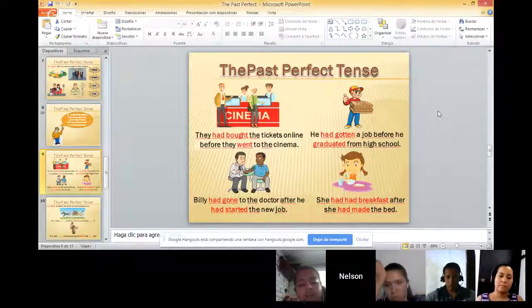Compared to the previous ones, this time we have the word after. In the first sentence, it's indicated that the action was in past perfect after another past perfect. So Billy había ido al doctor después de haber empezado a trabajar. You see, in Spanish it is present perfect, but in English it is the past perfect. That's weird.